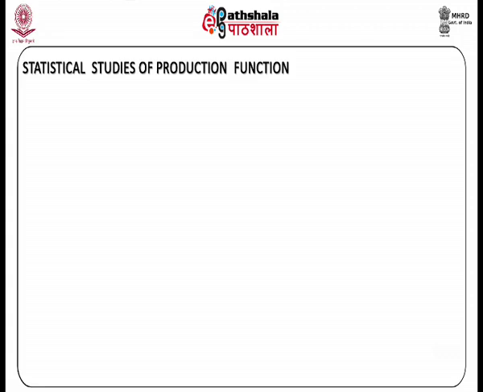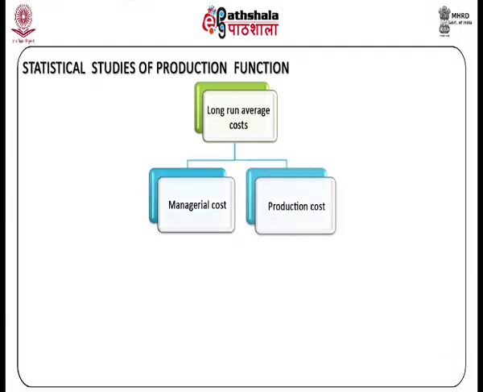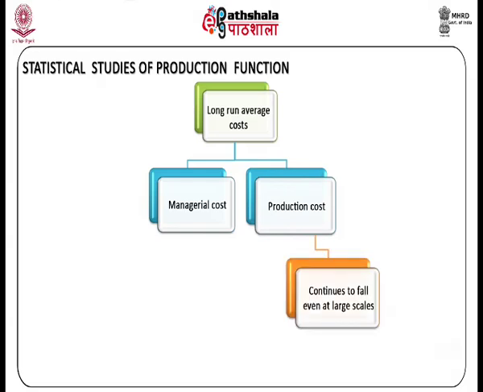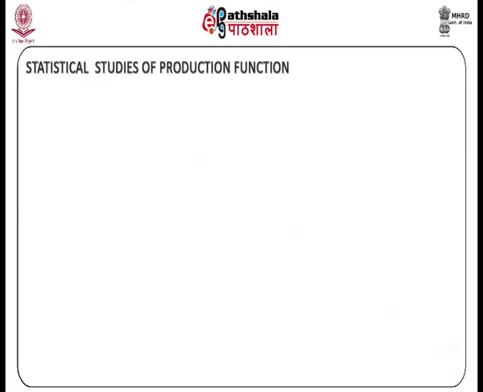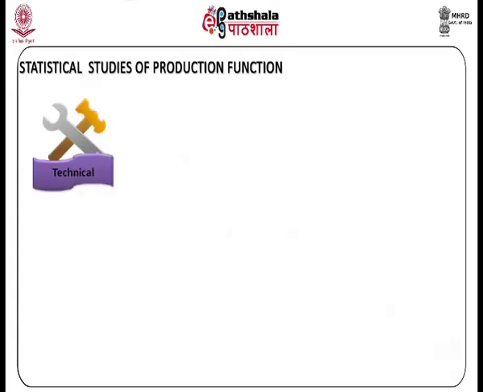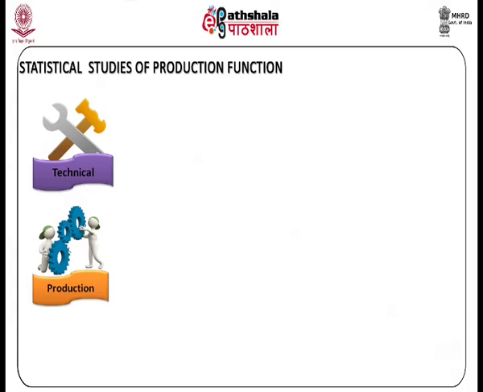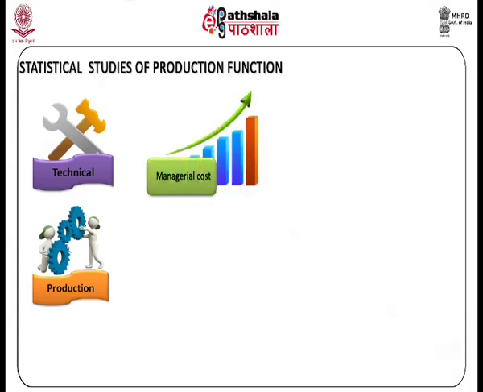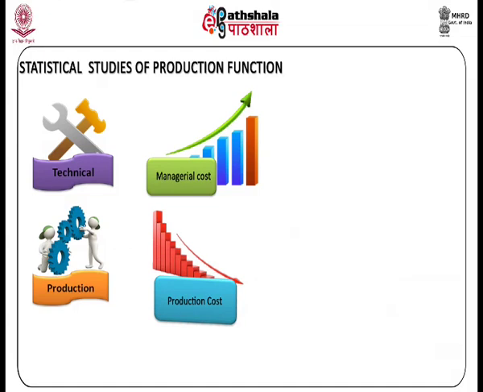According to the modern approach to the theory of costs, the long-run average costs essentially consist of production and managerial costs, and the average production costs continue to fall considerably even at large scales. Proponents of the modern theory of costs point out that the technical and production economies of large-sized plants make the rising managerial costs seem insignificant, and production costs tend to fall continuously with increases in output in the long run. These costs fall steeply in the beginning and then gradually as the scale of production expands. This behavior of the production costs is explained by the technical economies of large-scale production.